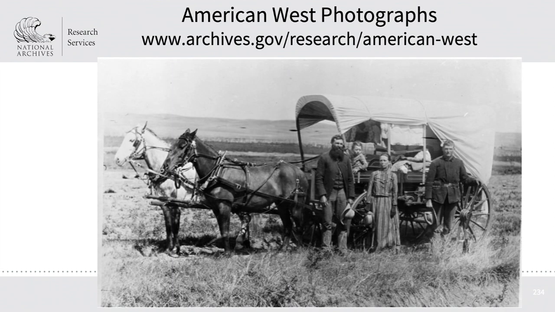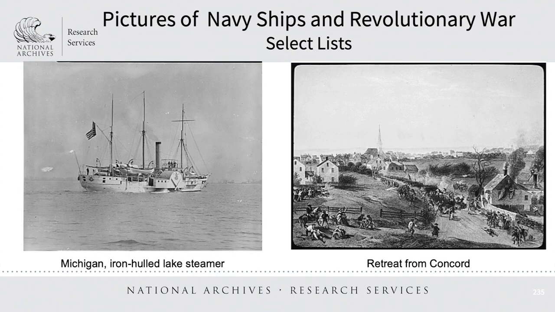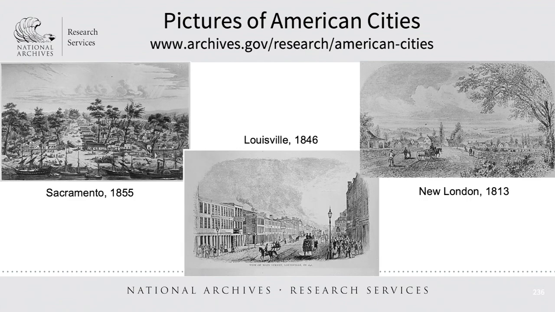You can find old photos of the American West and pictures depicting scenes from the Revolutionary War and pictures of Navy ships. There are also well over 100 19th century pictures of various cities. For example, here's a drawing of Sacramento in 1855, Louisville in 1846, and New London, Connecticut in 1813. These could be interesting for your family stories if you have ancestors who lived in these towns in these years.